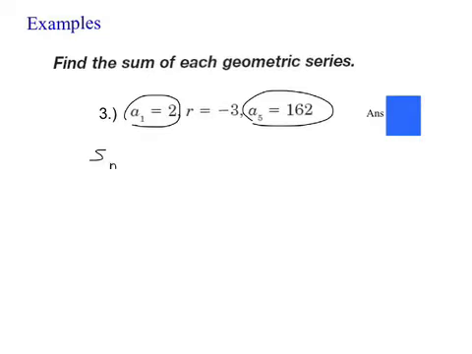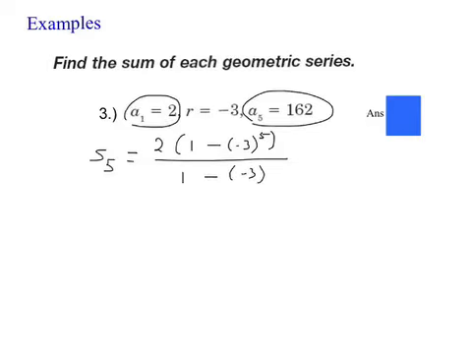s sub n. And actually, I could probably say s sub 5 because we're just finding the sum of the first 5. So s sub 5 is going to be equal to our first term, which is 2, times 1 minus your r value, which is -3. Make sure you put parentheses around that -3, and then you're going to raise it to the n power, and of course n is 5. And then you're going to divide that by what? Well, 1 minus your -3.